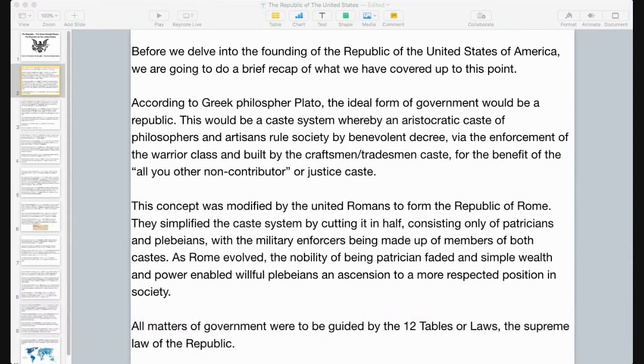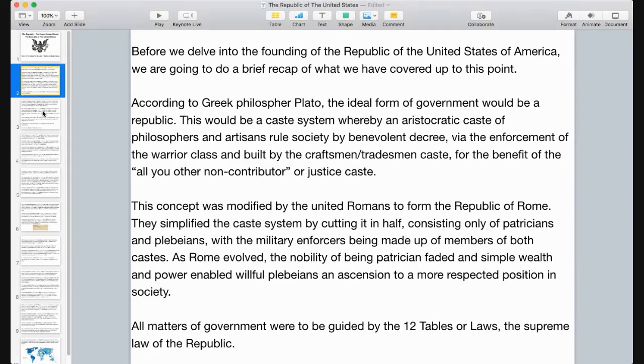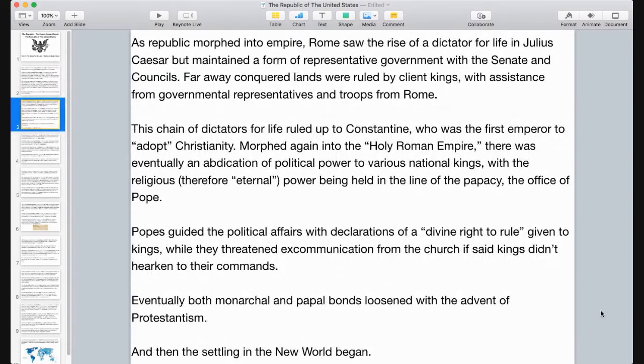All matters of government were to be guided by the 12 tables or laws, the supreme law of the Republic. As Republic morphed into empire, Rome saw the rise of a dictator for life in Julius Caesar, but maintained a form of representative government with the Senate and councils. Faraway conquered lands were ruled by client kings, with assistance from governmental representatives and troops from Rome. This chain of dictators for life ruled up to Constantine, who was the first emperor to adopt Christianity.